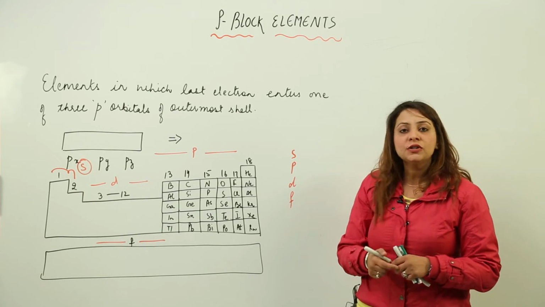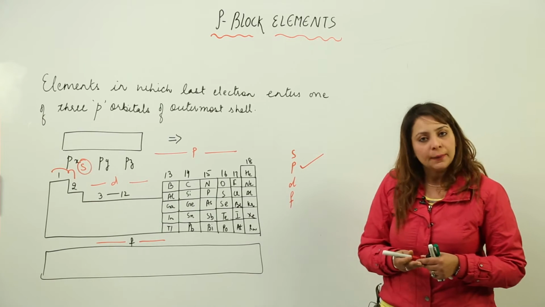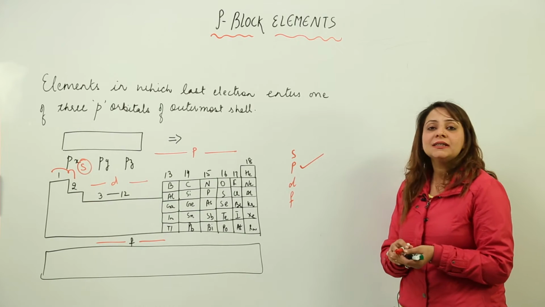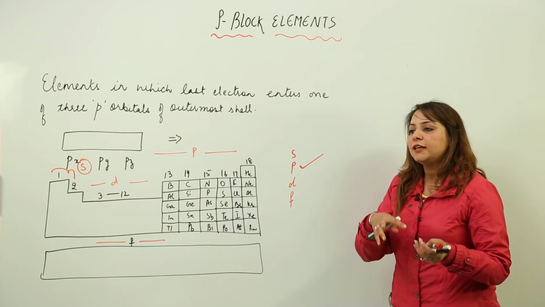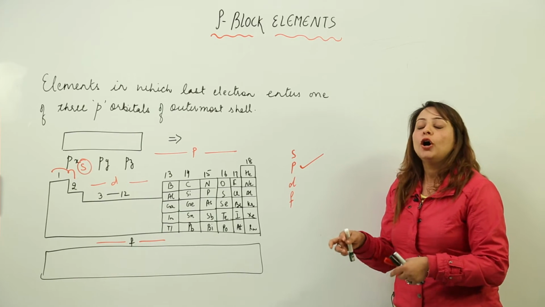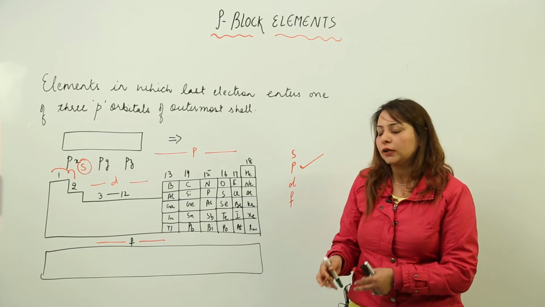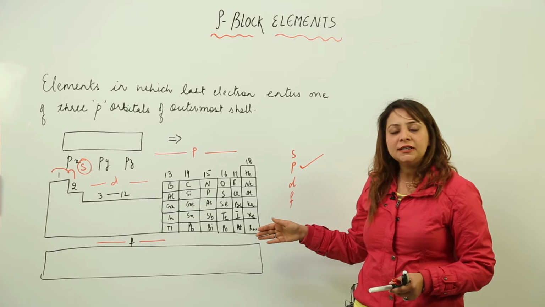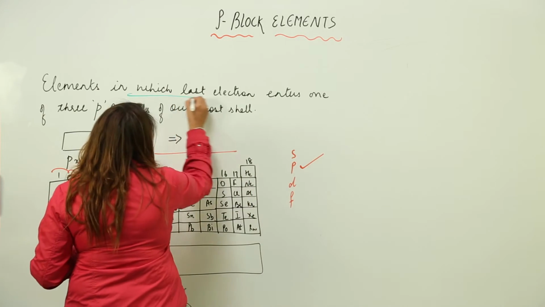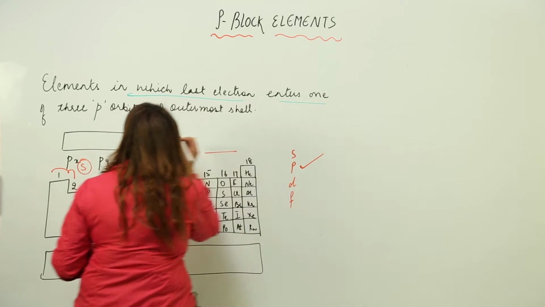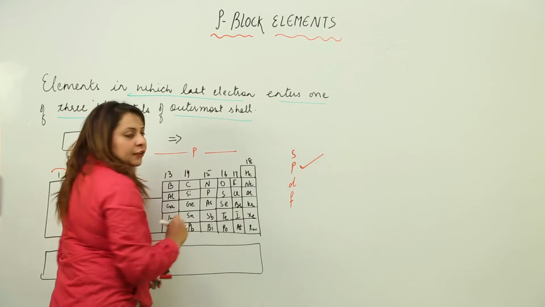So now we are going to start with the study of P block. The first thing is which elements come under, or you can say fall under the P block, or what is the condition necessary to be a member of the P block. An element is said to be a member of P block in which the last electron enters any one of the 3 p orbitals of the outermost shell.